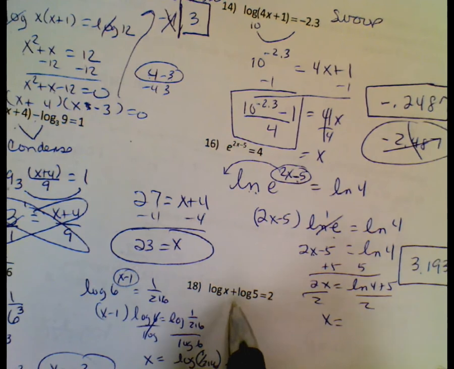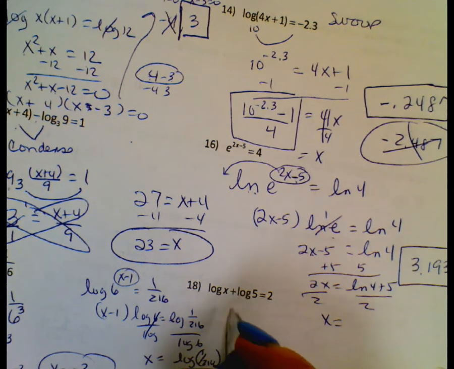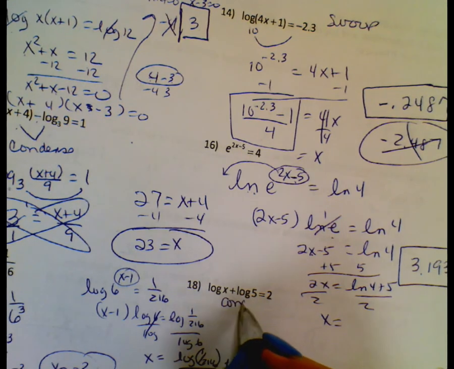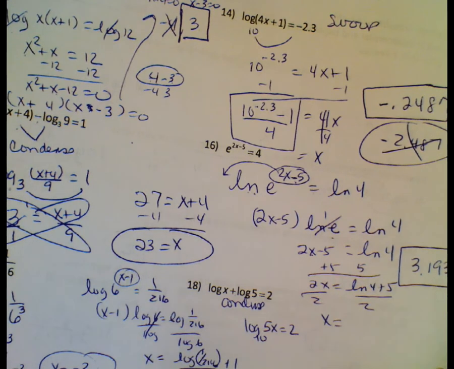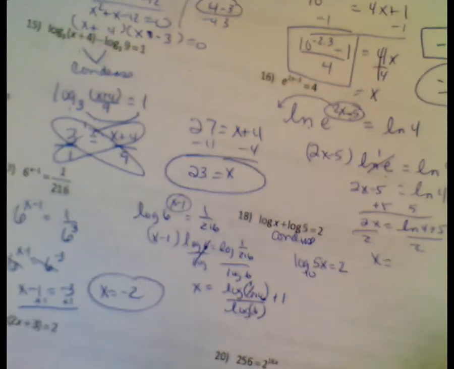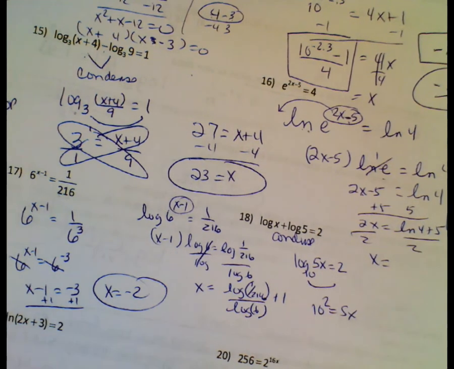All right, this one has two logarithms, but they're not on different sides. They're on the same side. So whenever they're on the same side, you want to condense to 1. So we're going to have log, and then what do you do if you have x plus 5? It is really going to be multiplication, 5x equals 2. And then we're going to swoop. So we have 10 to the second equals 5x.